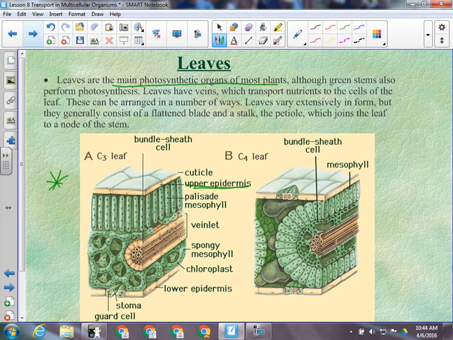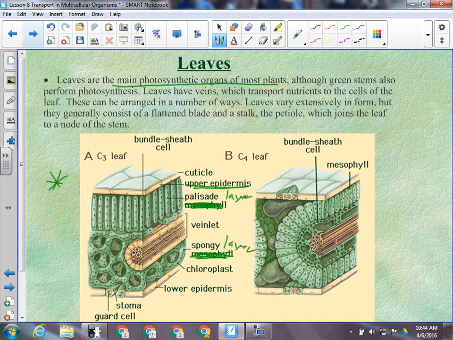Below the upper epidermis is that palisade layer. I'm not worried about whether you know this word or not, so don't worry about the word mesophyll. Palisade layer and spongy layer will be fine. So the palisade layer, those cells are packed in really, really tight. They have tons and tons of chloroplasts. Their job is to carry out photosynthesis as much as possible. In order to do that, they need certain raw materials. They're getting sunlight from above, but they need water and carbon dioxide.